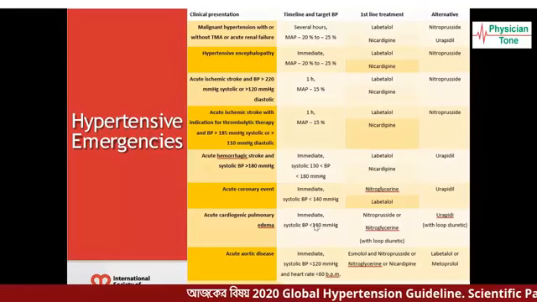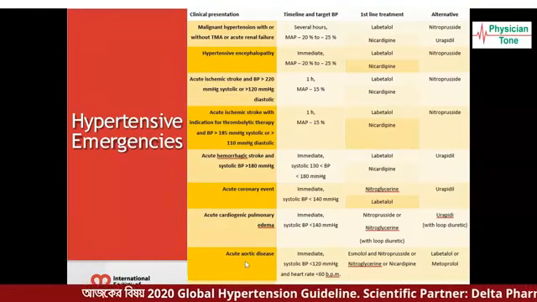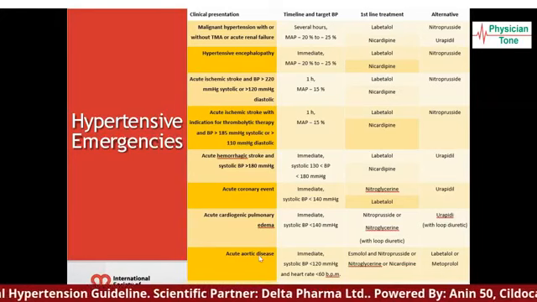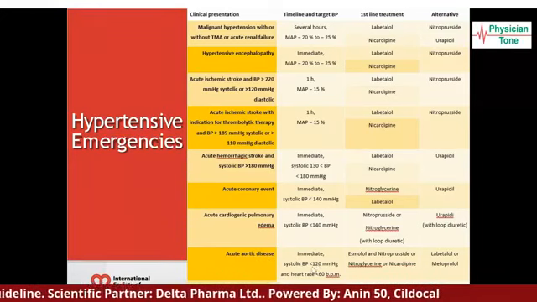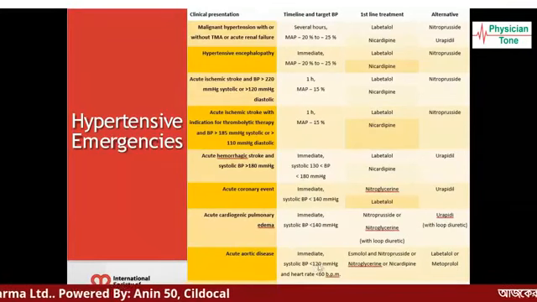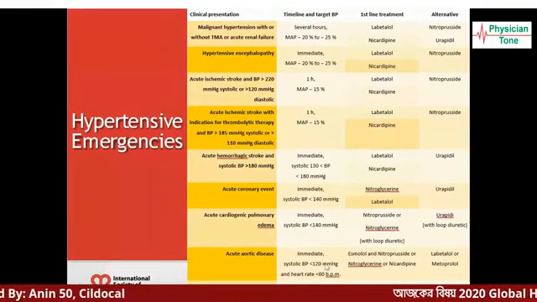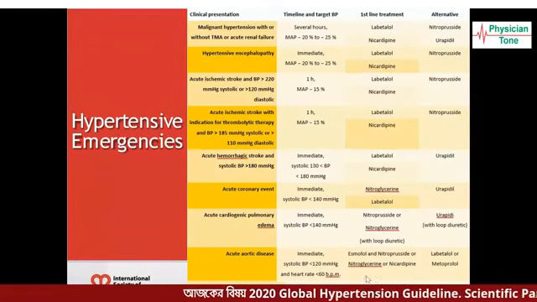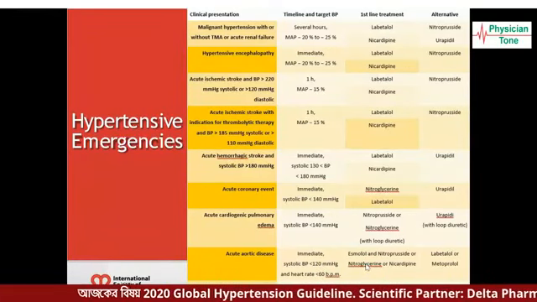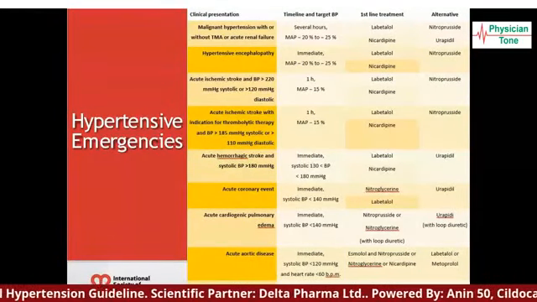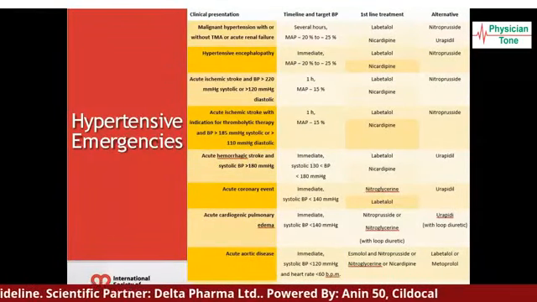And in aortic dissection, or aortic emergencies, the blood pressure threshold is lower. We have to start antihypertensive medication if blood pressure is more than 120, so we have to keep blood pressure less than 120 to 60. Again, the drug of choice is nitroglycerin. And in eclampsia and preeclampsia, the drug of choice is labetalol or nicardipine, and you also have to give magnesium sulfate.